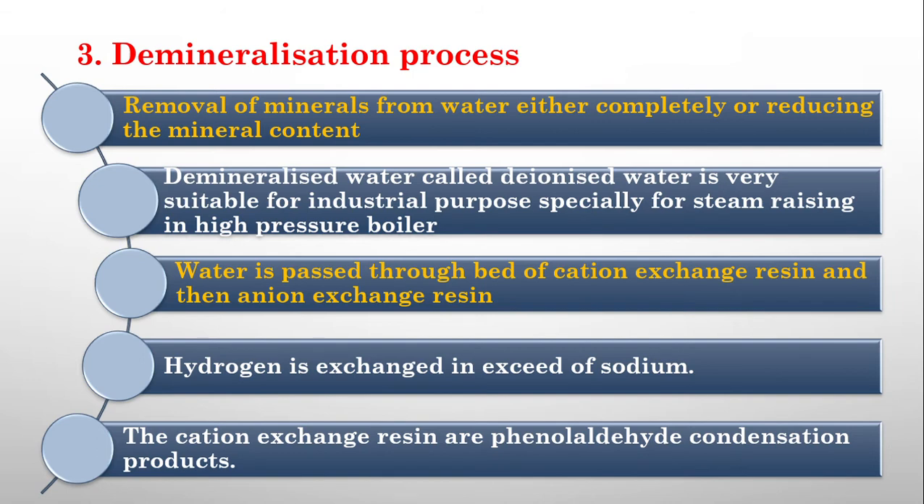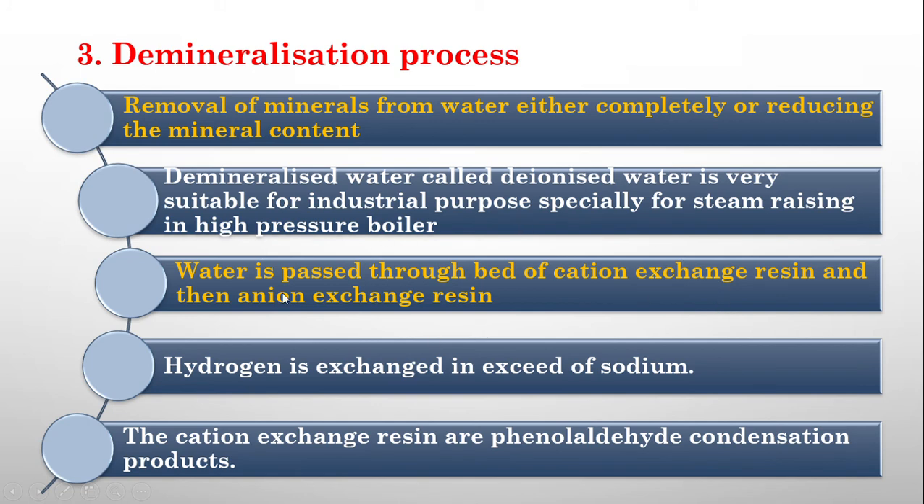Now we will move on to the third process. It is the demineralization process. In this, we will remove all the minerals from water, either completely or partially. We will remove the mineral content from the water so that the hardness of water is removed. Here we will pass the water through a bed of cation exchange resin as well as anion exchange resin.